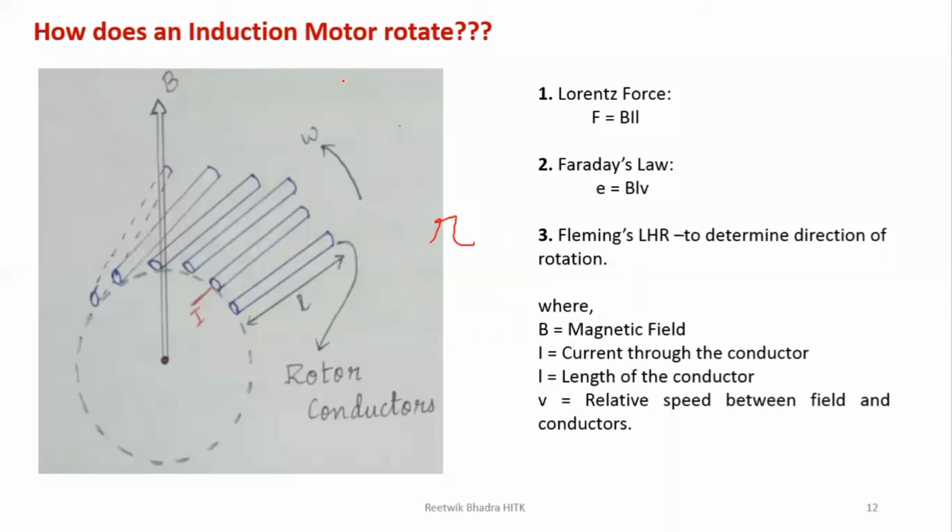Next, so this is how your induction motor rotates. There should be a relative velocity between the two. So for that we'll get an EMF. For that EMF, your rotor is short circuited by means of end rings or through external resistors. So obviously there will be a current flowing. If there is a current flowing, your force will be acting upon the conductor, which will make the rotor rotate. So this is the basic principle of how the induction motor rotates.